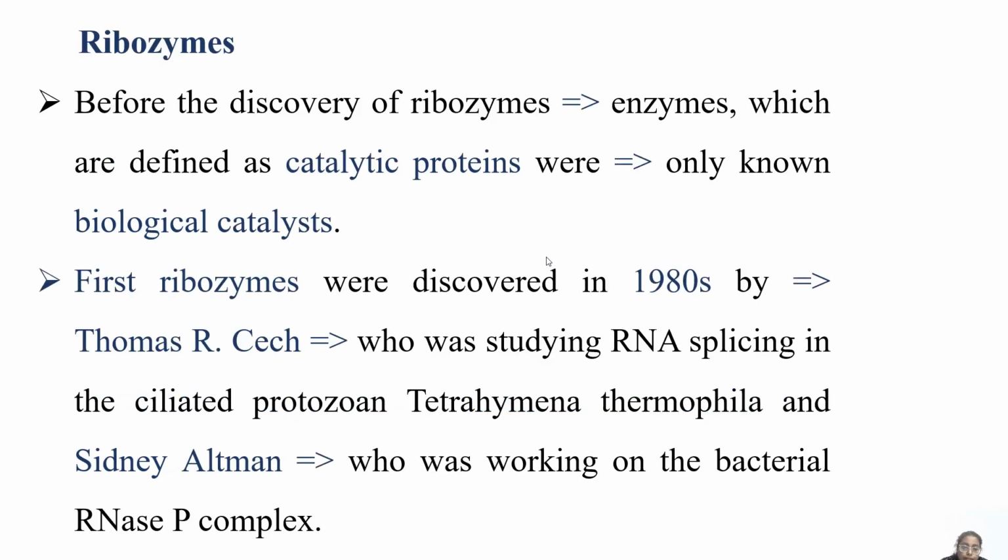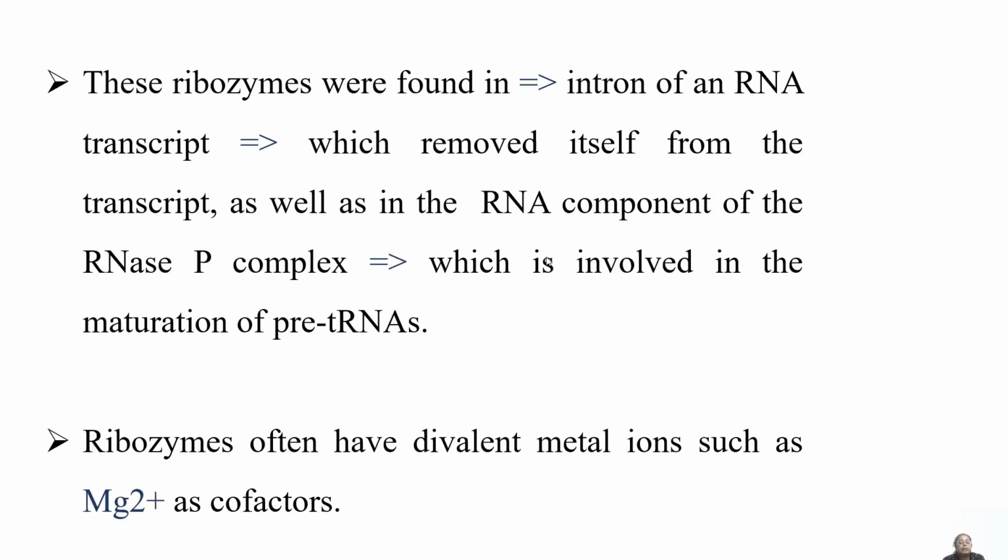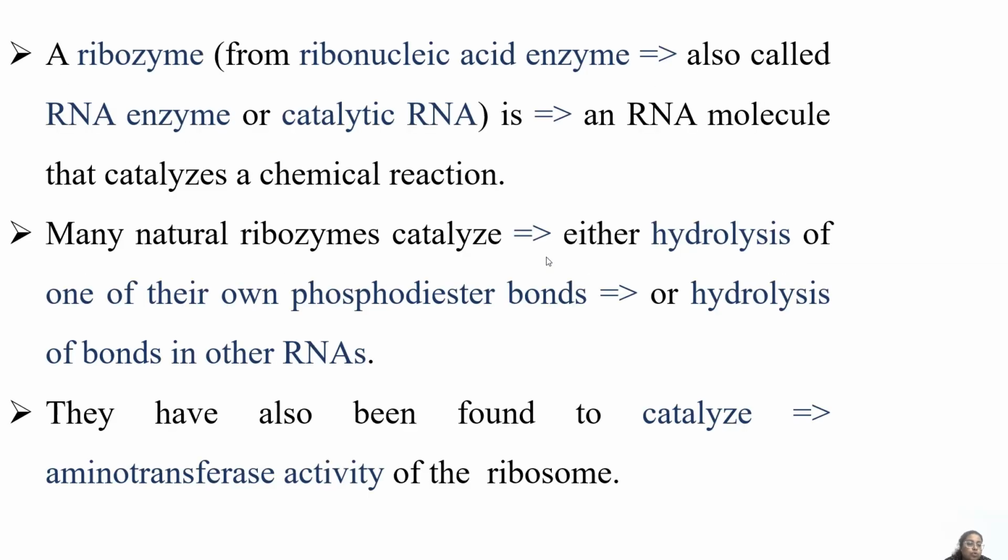Now, ribozymes. Before the discovery of ribozymes, enzymes, which are defined as catalytic proteins, were the only known biological catalysts. The first ribozymes were discovered in the 1980s by Thomas R. Cech, who was studying RNA splicing in the ciliated protozoan Tetrahymena thermophila, and Sidney Altman, who was working on the bacterial RNase P complex. These ribozymes were found in an intron of an RNA transcript which removed itself from the transcript, as well as in the RNA component of the RNase P complex, which is involved in the maturation of pre-tRNAs. So ribozymes often have divalent metal ions such as magnesium 2+ as cofactors.